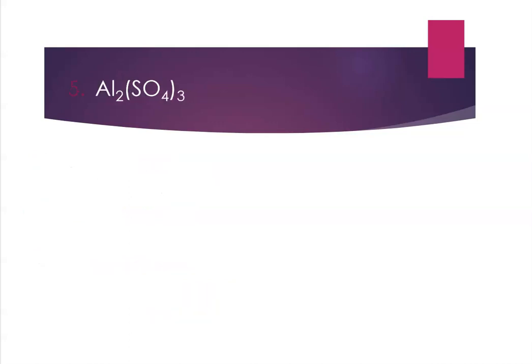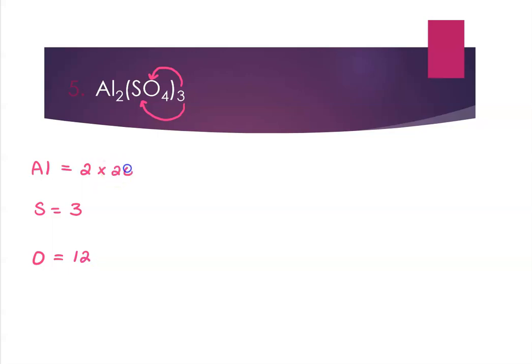If we have a compound that has parentheses, I have to distribute the number outside the parentheses to everything inside the parentheses. So the S gets multiplied by 3 and the O gets multiplied by 3. The aluminum stays as it is because there are no parentheses around it. So aluminum, I have 2 Als. S's, I have 1 times 3 is 3. Oxygen, I have 4 times 3 is 12.